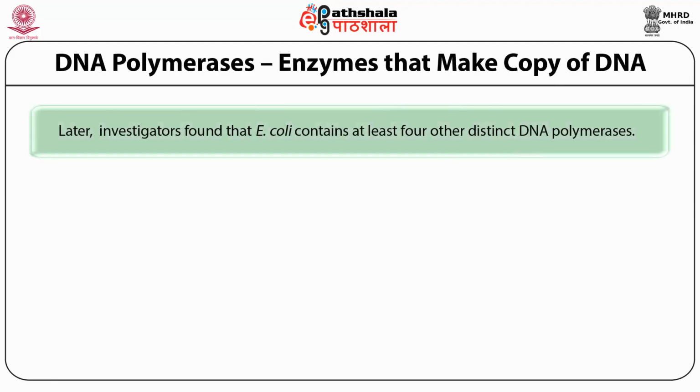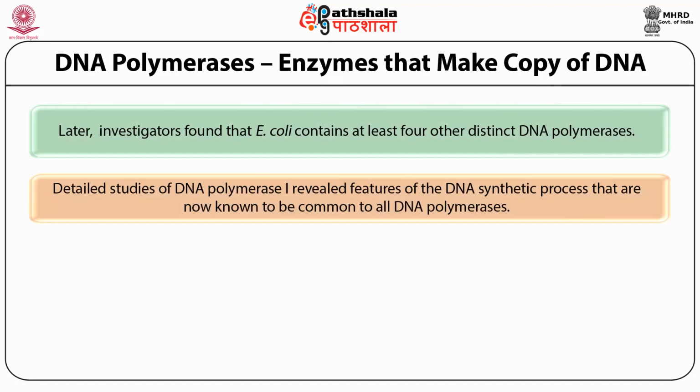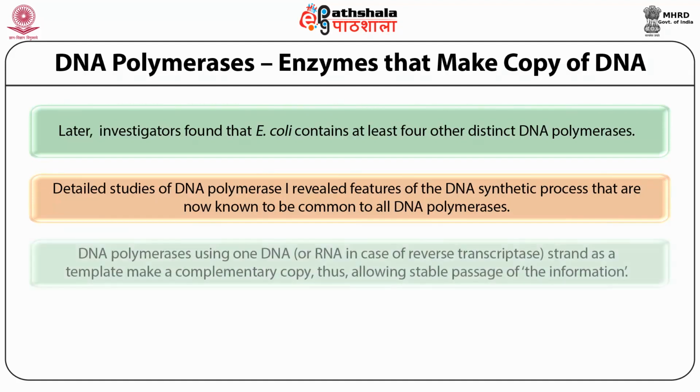Later investigators found that E. coli contains at least 4 other distinct DNA polymerases. Later studies of DNA polymerase 1 revealed features of the DNA synthetic process that are now known to be common to all DNA polymerases. DNA polymerases use one DNA strand, or in some cases RNA in the case of reverse transcriptase, as a template and make a complementary copy, thus allowing stable passage of information from one generation to the next.